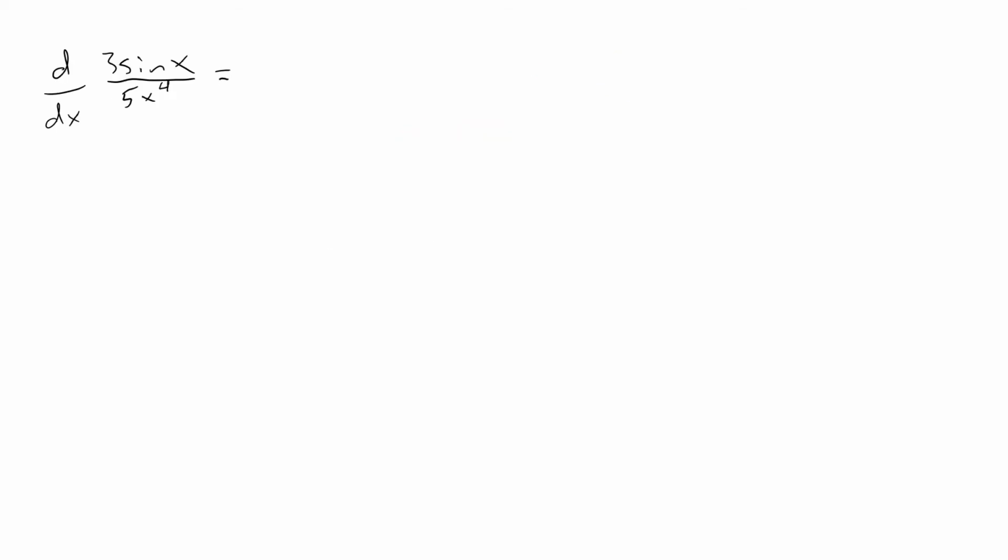Alright, so this last example with our little derivative warm-up involves the derivative of a fraction. On top I have the sine function, 3 times sine x. On the bottom I have 5 times x to the fourth. Just a quick reminder: if I need the derivative of f over g, where f and g are functions, the quotient rule says the derivative is low d high, that's g times f prime, minus high d low, that's f times g prime, over low squared.